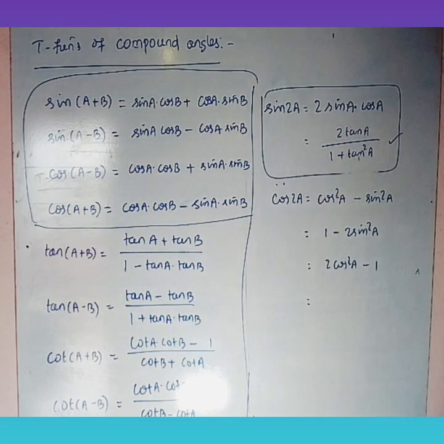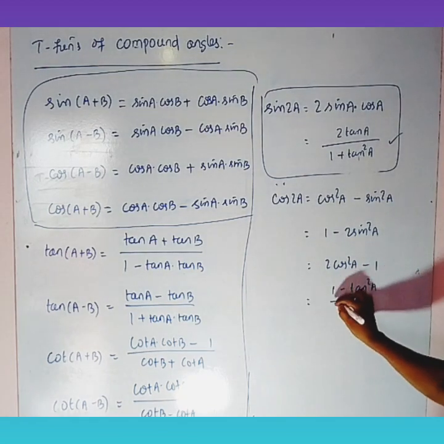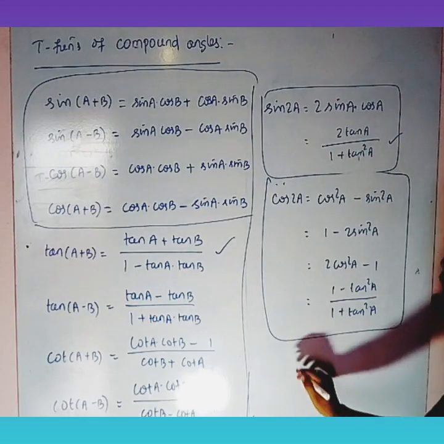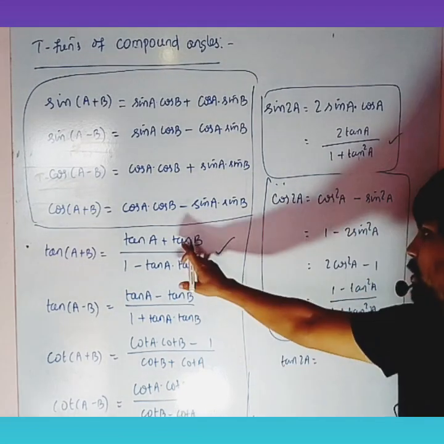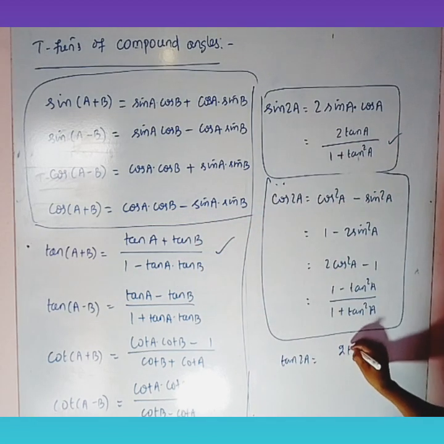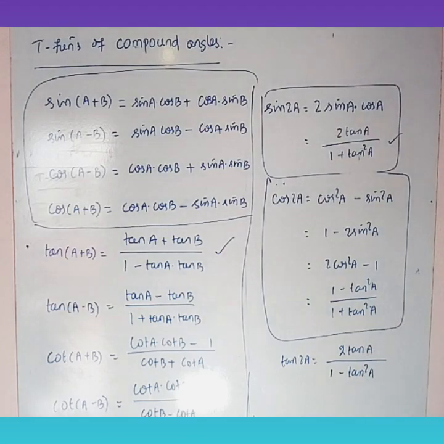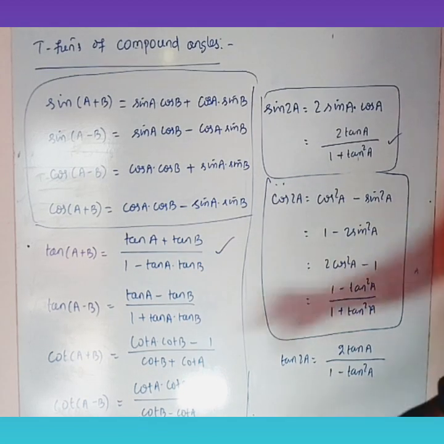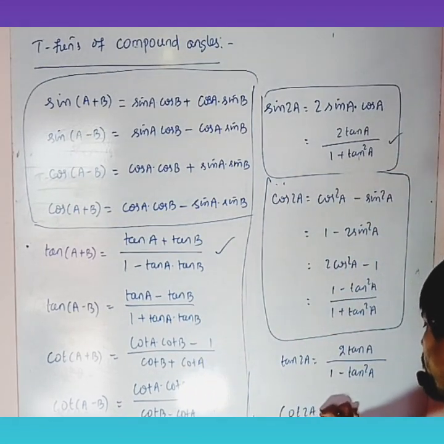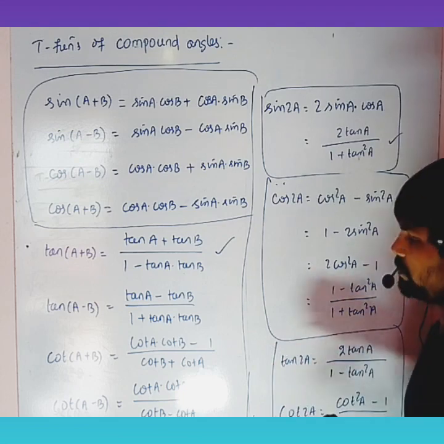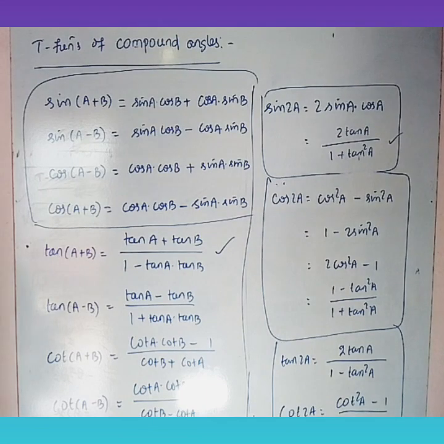Similarly, in the form of tan, we can write 1 minus tan square A by 1 plus tan square A, the formula for cos 2A. Similarly, to find the formula for tan 2A, we have to put A in place of B, that is tan A plus tan A, 2 tan A, divided by 1 minus tan A into tan A, that is 1 minus tan square A. Similarly, for cot 2A, you put A in place of B, that is cot A into cot A minus 1. Cot 2A is equal to cot square A minus 1 by 2 cot A. We have to remember these formulas, which are most important.